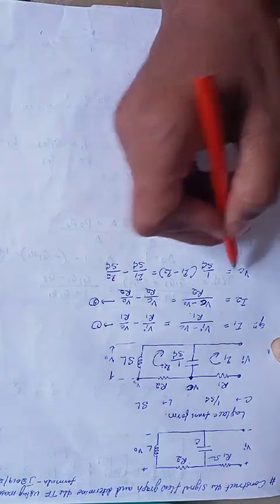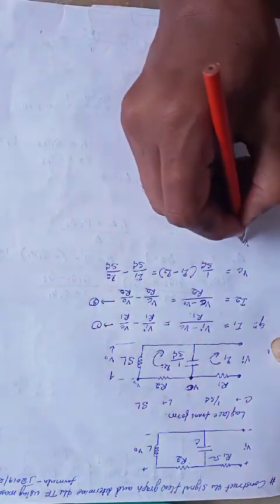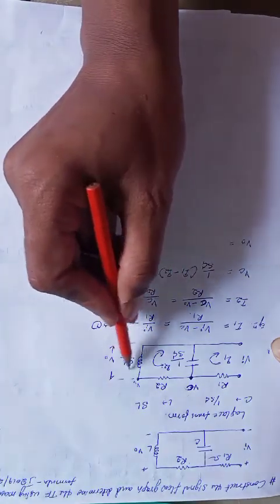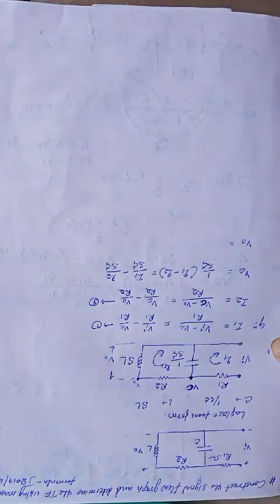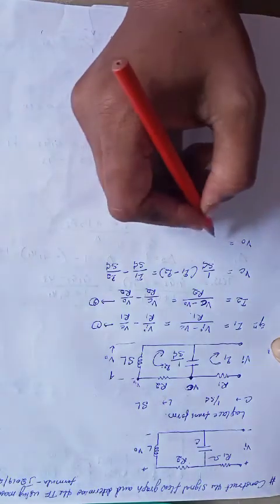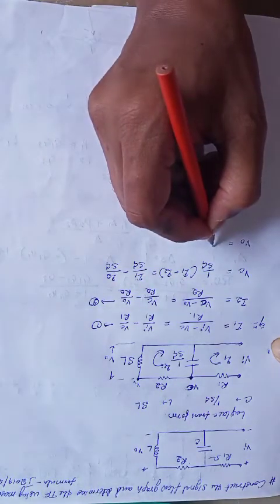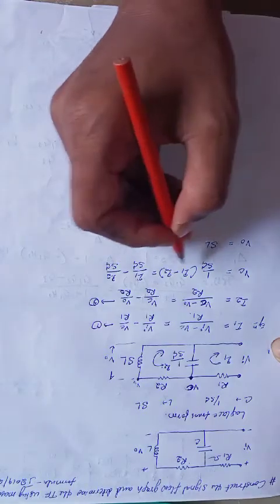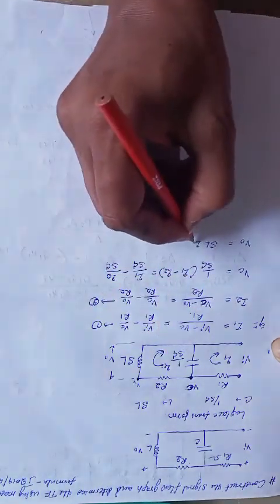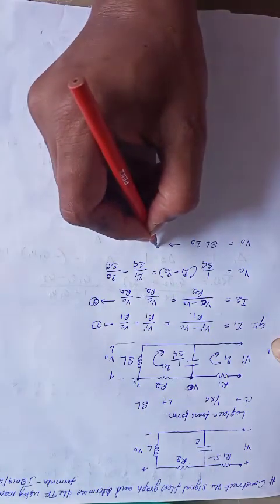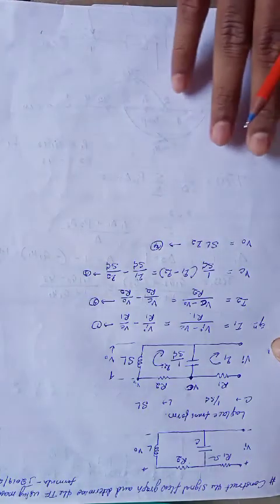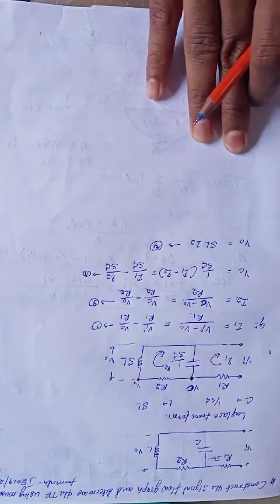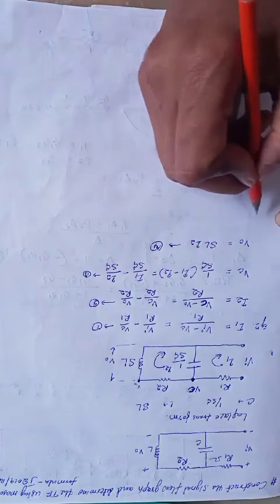Now the output V0 equals the voltage across the inductance, that is nothing but SL into I2. This is my equation number 3, and Vc is equation number 4. After this, draw the signal flow graph.